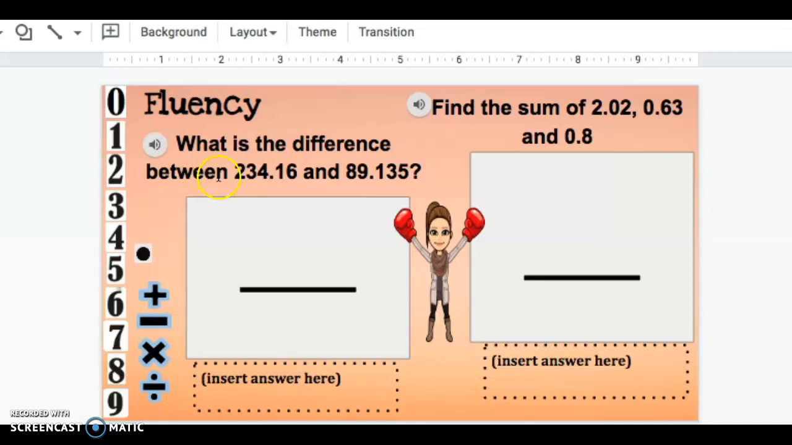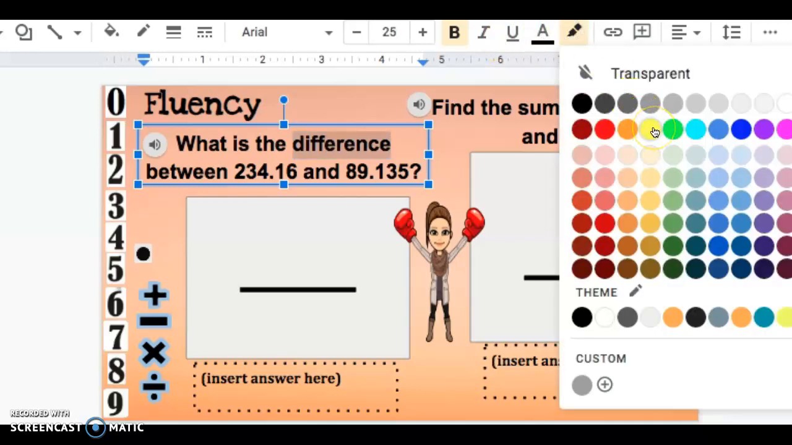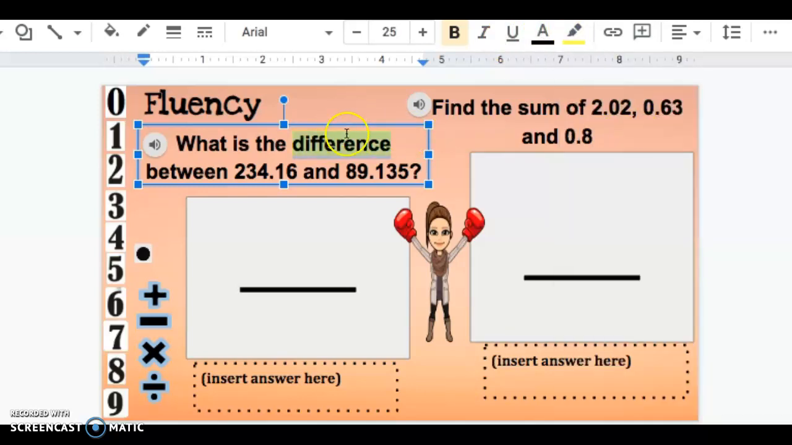All right, so for fluency, you have two questions. Your first question says, what is the difference between 234 and 16 hundredths and 89 and 135 thousandths? So what you're going to be doing here is finding the difference, which, when we have the word difference, we know is the answer to a subtraction problem.